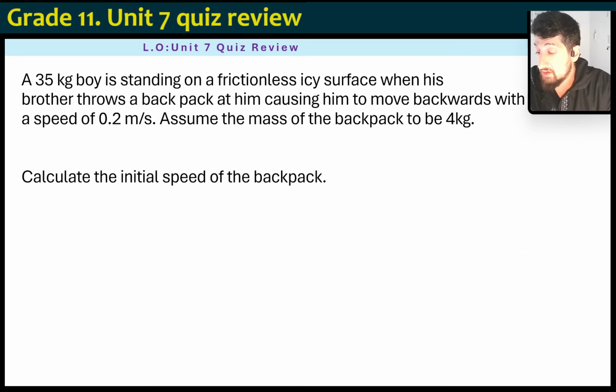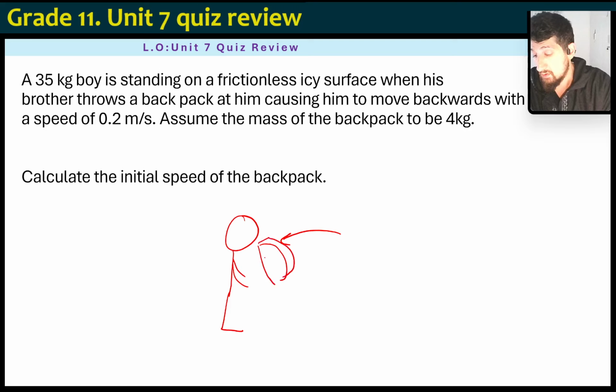Oh, that's a different question now. A 35 kilogram boy is standing on a frictionless icy surface when his brother throws a backpack at him. So this same boy now, he loves ice skating. He keeps going to the ice skating rink. And this time his brother throws a backpack at him. Hopefully that resembles a backpack. And the backpack has a mass of 4 kilograms. So it's very similar to the dog example.